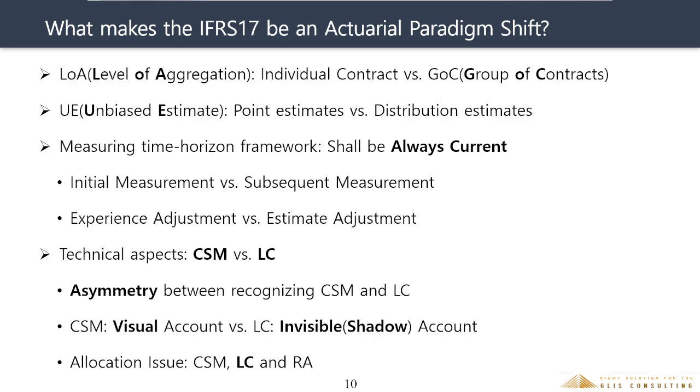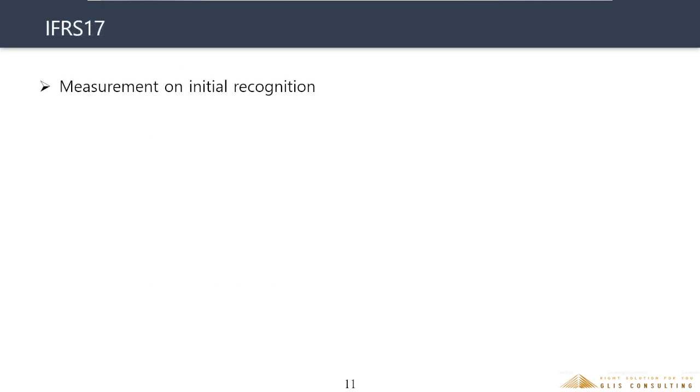And also there are some very technical issues. CSM should be allocated all the way down to the contract boundary, and loss component has to be reversed all the way down to the contract boundary. And also risk adjustment could be allocated in the contract boundary or the remaining service period. So I'm going to mention it in detail later on.